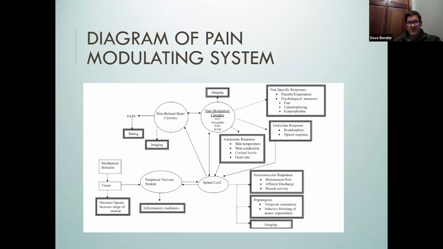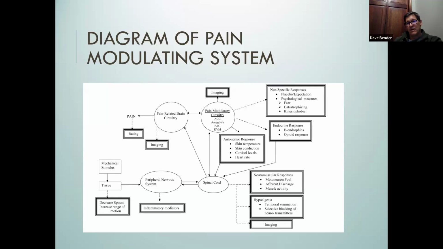Within there we also have the spinal cord impact. This signal gets to the spinal cord level, and here's where it works as the junction box. At the spinal cord level there can be a neuromuscular response at the motor end plates, the afferent discharges, and changes in muscle activity. This can be modulated at the spinal cord level. We've all been familiar with the gate theory of pain, and this works similar to that.